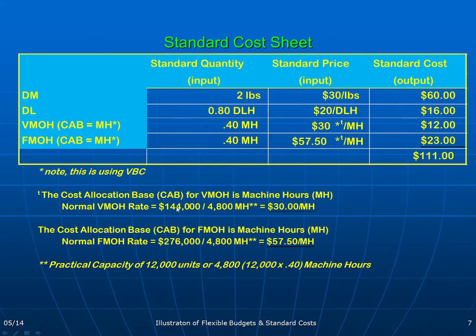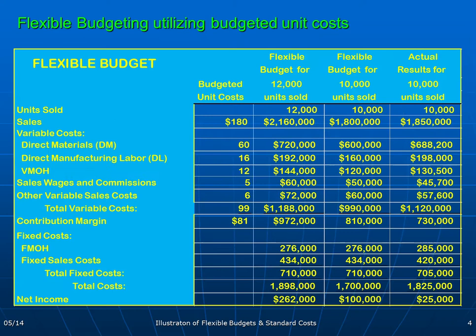So question, where did this number come from and where did this number come from? Let's start with the $144,000. Where would we get that number from? Well, we'd go back to our static budget, and what was the budgeted amount for variable manufacturing overhead? It was $144,000. Likewise, when we come to calculate our fixed manufacturing overhead rate, we're going to need to know what our budgeted fixed manufacturing overhead cost is, and we're going to pick that up from the same place, $276,000.